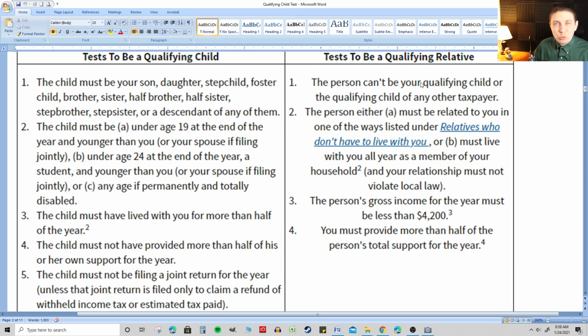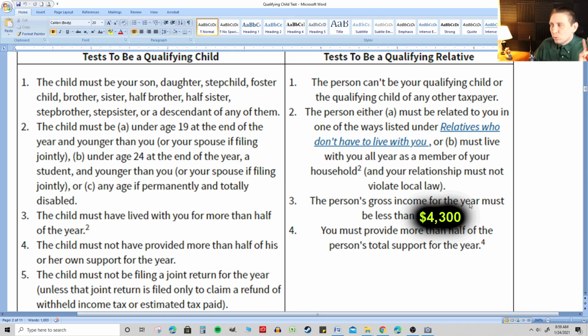There are a few tests we need to run in order to determine if we can claim a qualifying relative. The first test is the person cannot be a qualifying child, or the qualifying child of any other taxpayer. That's very important. That's number one. Secondly, the person either A, must be related to you in one of the ways listed under relatives who don't live with you, or B, must live with you all year as a member of your household. And your relationship must not violate local law.